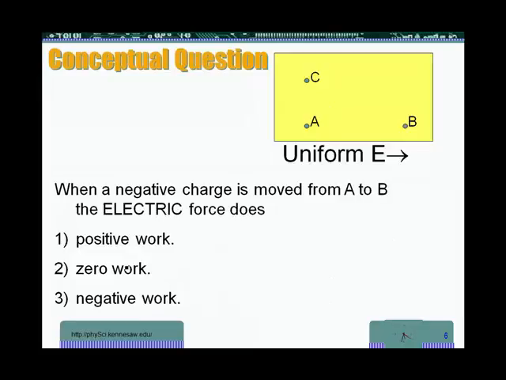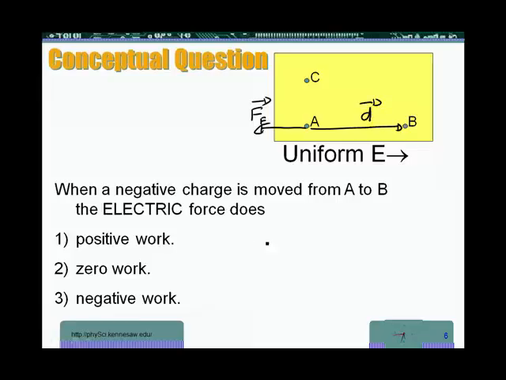Okay, in this question here, when a negative charge is moved from A to B, what can we say about the work? Okay, doing the same analysis. This is the direction of our force. This is the direction of our displacement in this case.